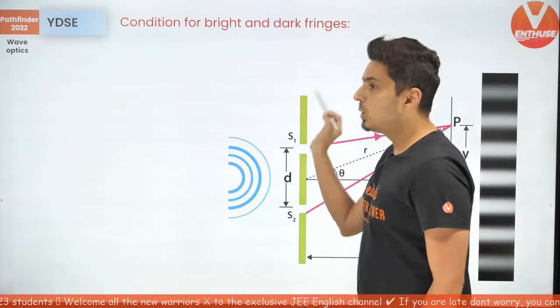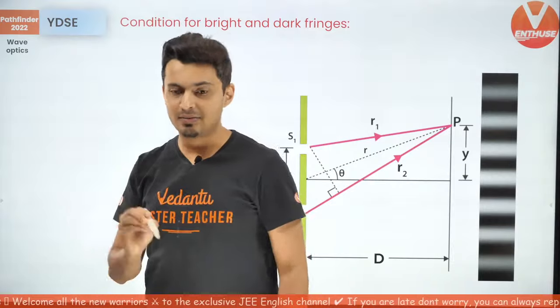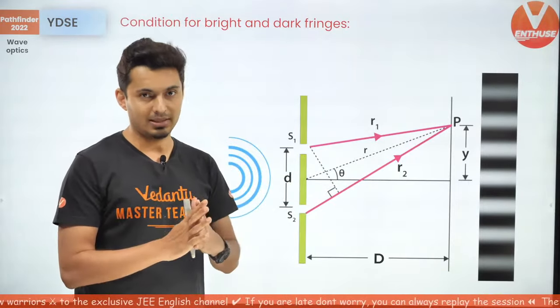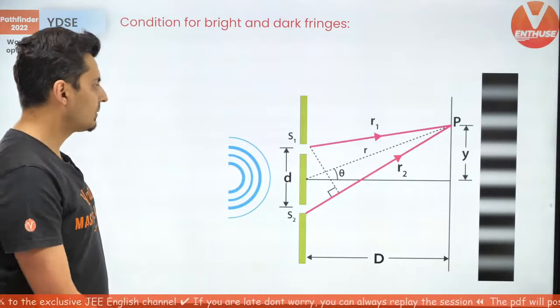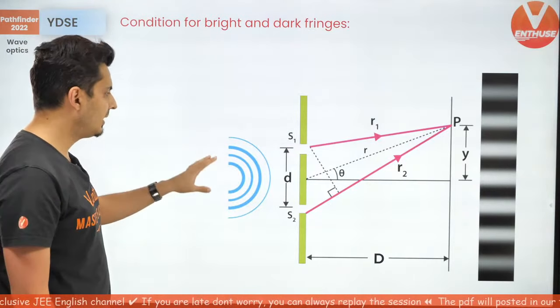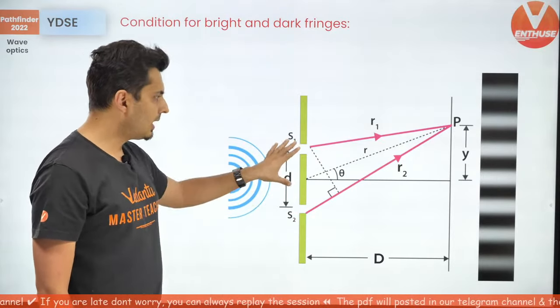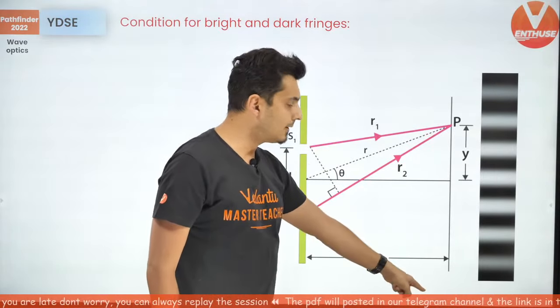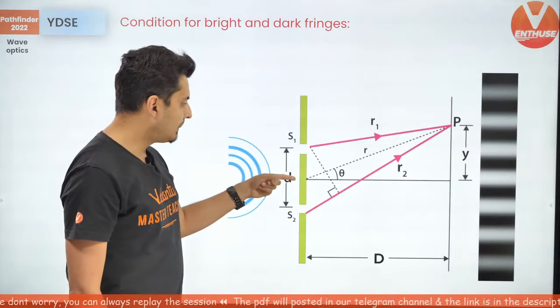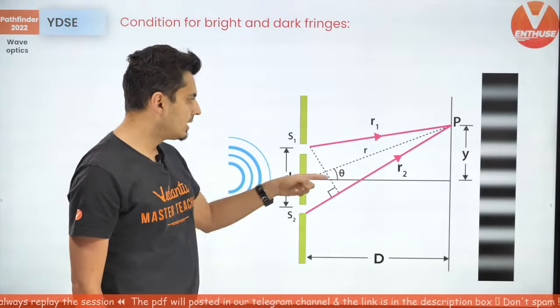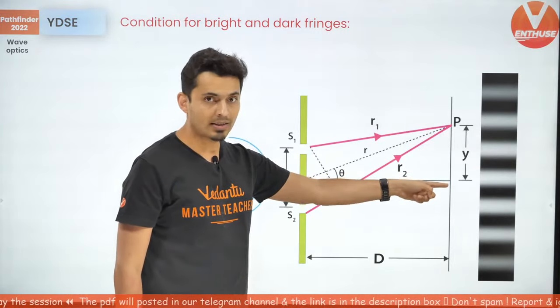Now let's look at how these dark and bright fringes are formed and what the conditions and the formulas associated with it are. All right. So here is what we are going to do. First of all, I want you to visualize this. These are the two slits. This is our screen over here. I have drawn the perpendicular bisector over here. This is a perpendicular bisector. This is the midpoint on the screen.